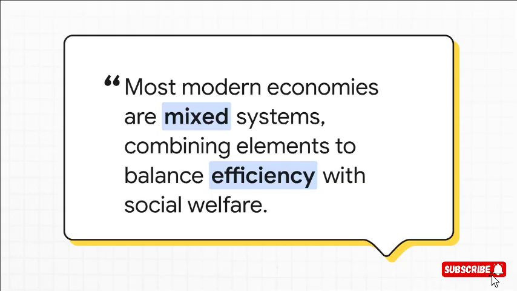The reason countries do this, the reason they mix these systems, is that they're trying to find a balance. They want to get all the efficiency and innovation that comes from the market, but also use the government to provide for social well-being and to fix the things the market doesn't do so well on its own.